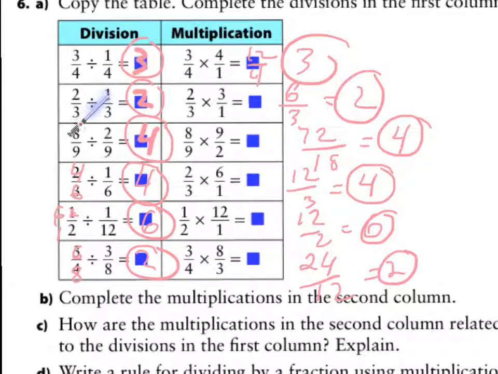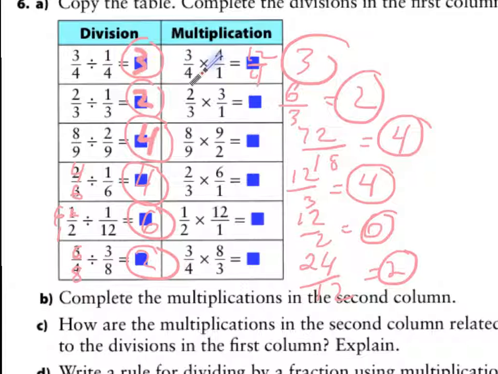They took 1/3 and flipped it over, made it 3 over 1. 2 over 9 has become 9 over 2. 1 over 6 has become 6 over 1. 1 over 12 has become 12 over 1. 3 over 8 is 8 over 3. So they flipped the second fraction and multiplied.